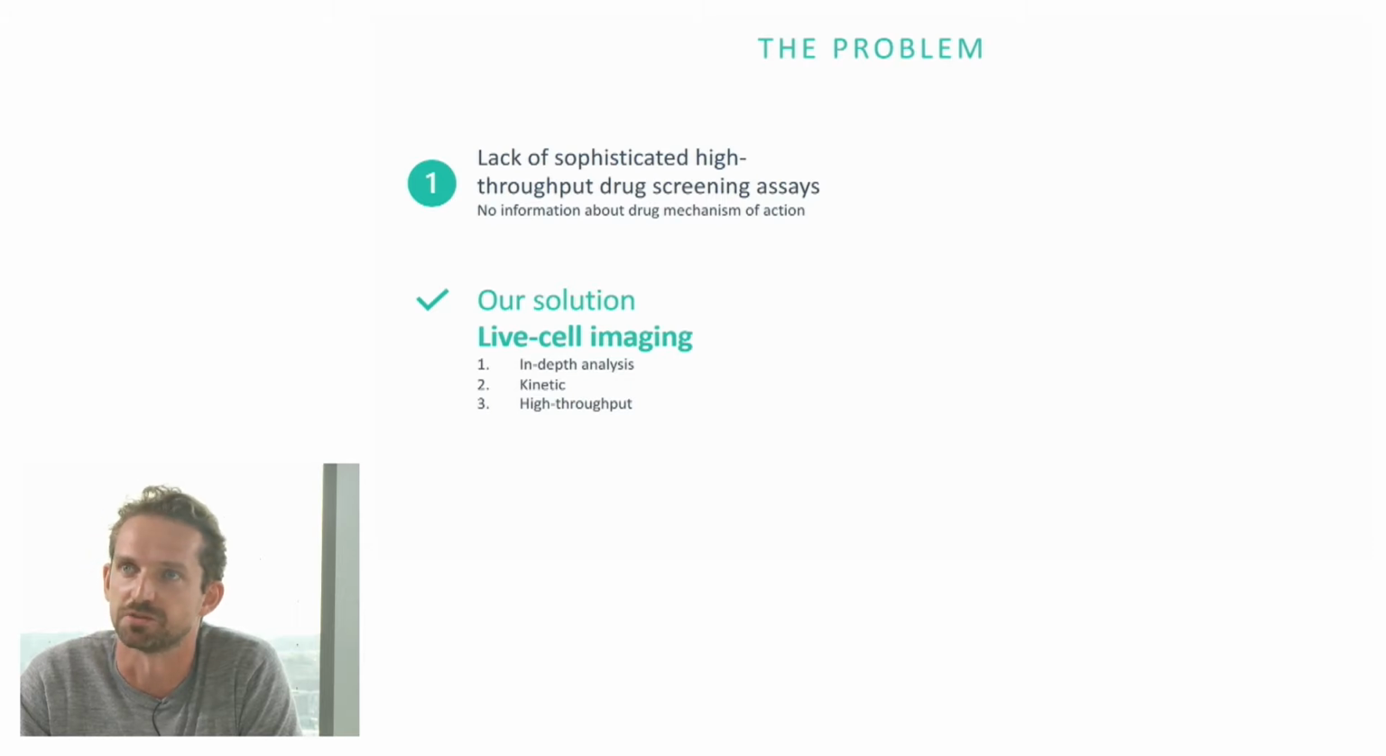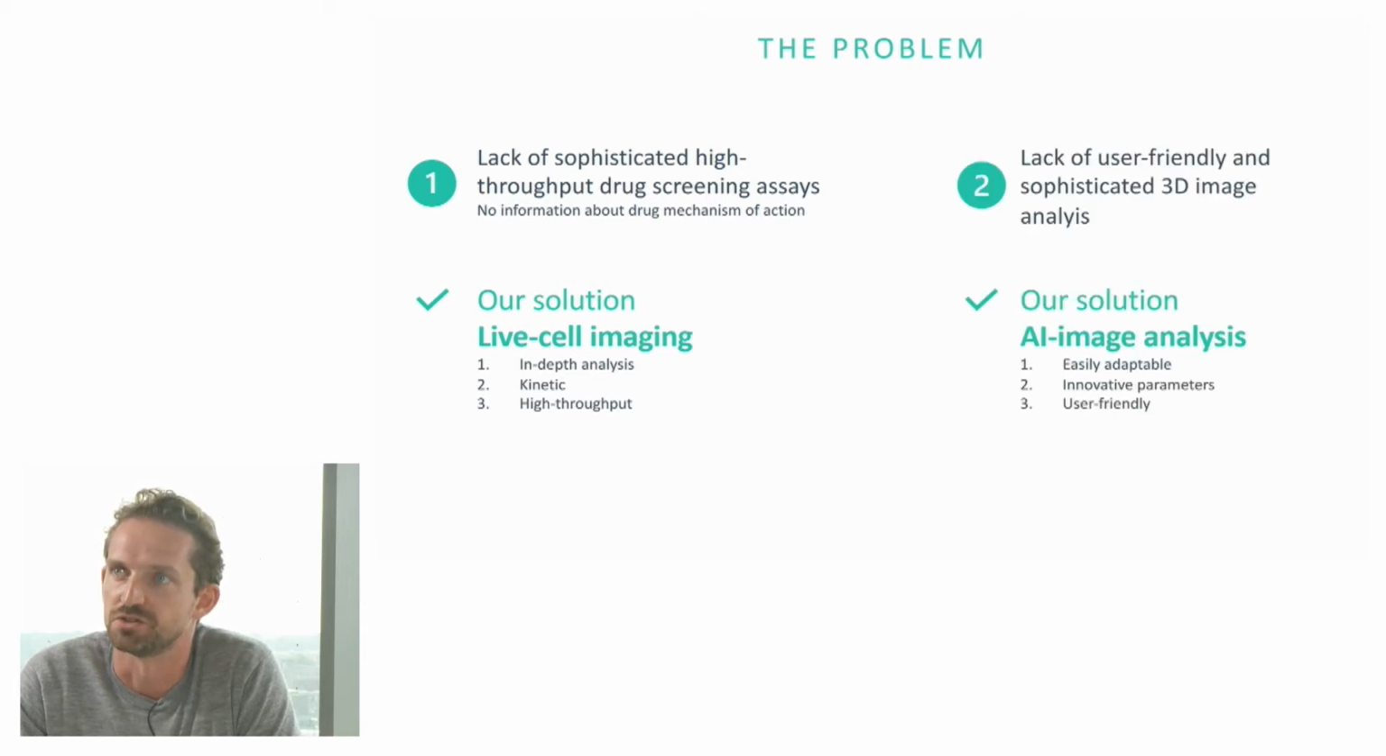When implementing this technology in the lab, we clearly found two problems. The first one is the lack of sophisticated high-throughput drug screening assays, because the current ones do not provide enough information about the drug mechanism of action. So our solution is based on the development of live cell imaging assays, where we provide more in-depth analysis of the drug response, have the options for kinetic measurements, and still retain a high-throughput format. The second issue we faced was when we tried to analyze our images, we found that there's no user-friendly or sophisticated 3D image analysis available, and our solution was to develop our own AI-dependent image analysis software.